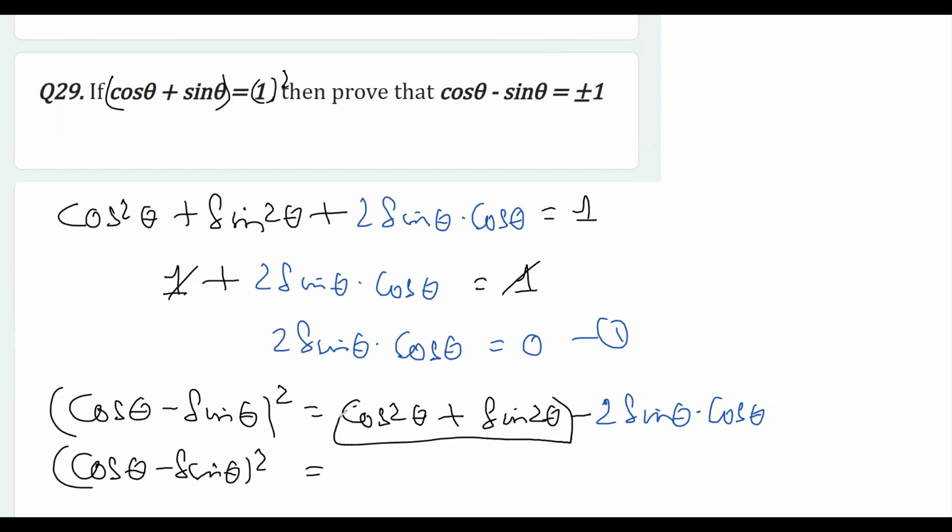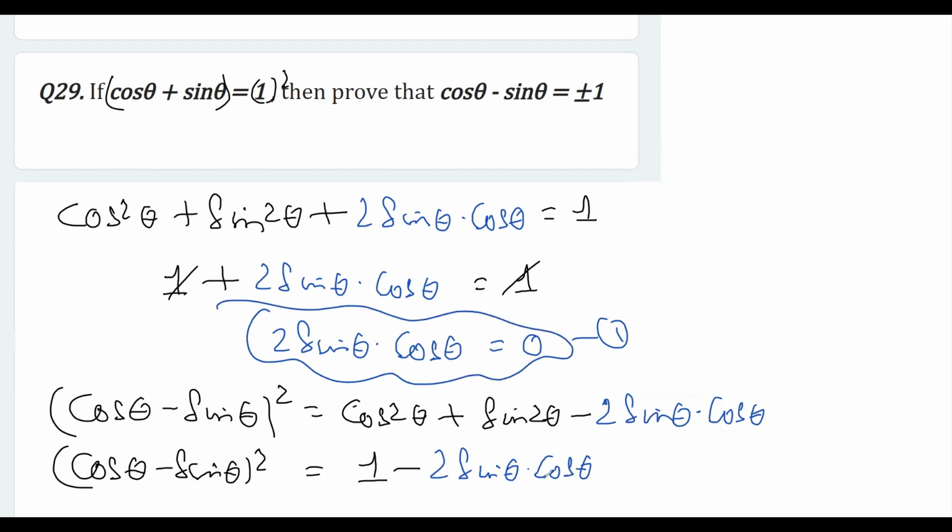Once again, I can replace this cos square plus sine square. As you know, sine square plus cos square is 1. So cos square plus sine square is 1, and minus this is 2 sin θ cos θ. Now what you can figure out from here is that the value of this is 0. So I can replace this with 0.